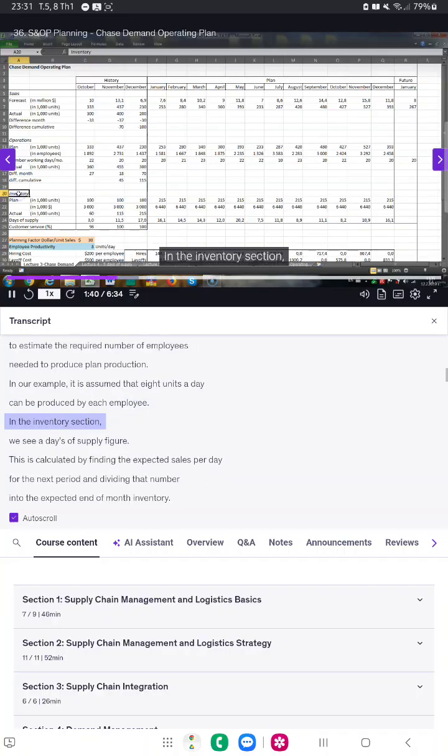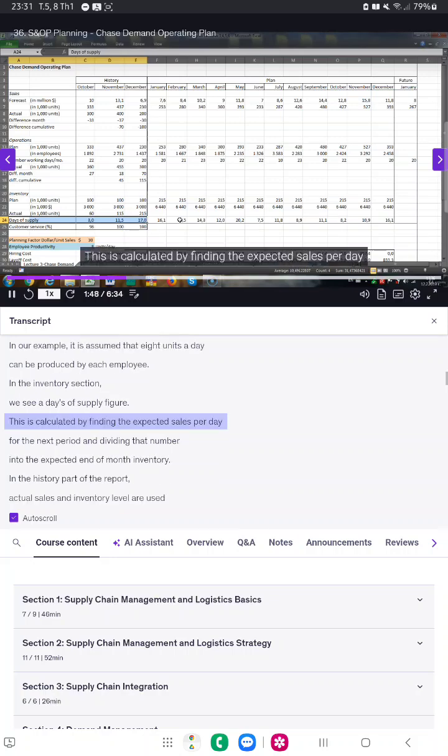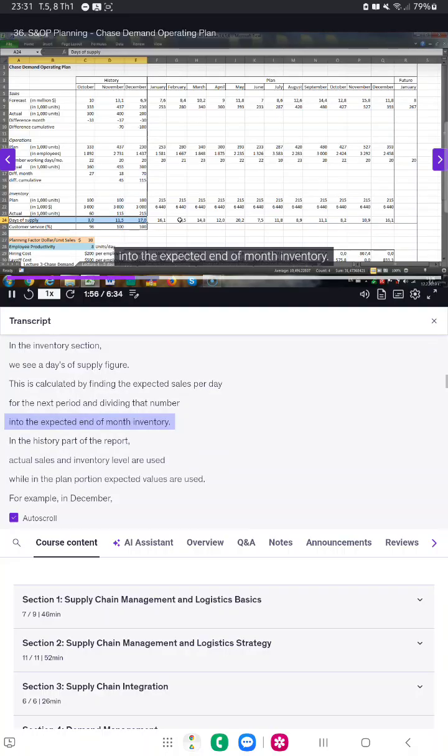In the inventory section, we see a days of supply figure here. This is calculated by finding the expected sales per day for the next period and dividing that number into the expected end of month inventory.